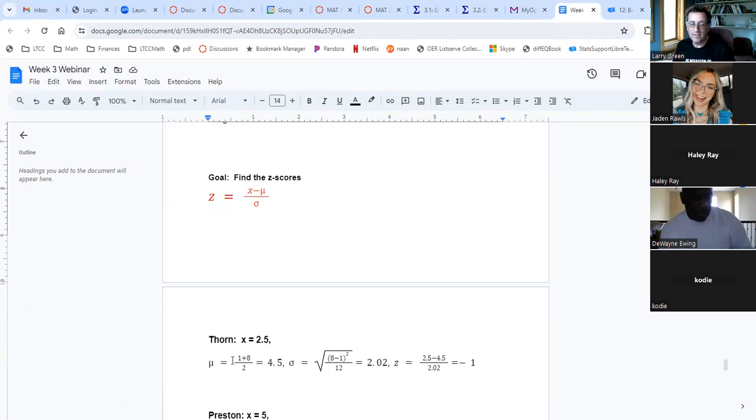So mu is going to be 1 plus 8 over 2, which I can do in my head. 1 plus 8 is 9. 9 divided by 2 is 4.5. You're always welcome to have a calculator.